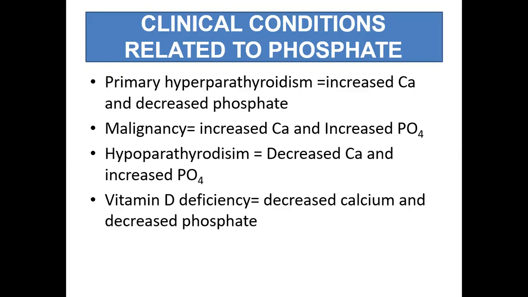Now, as far as vitamin D deficiency is concerned, again, as I mentioned earlier, with respect to phosphate, what was the function of vitamin D? Vitamin D was making sure that it absorbed both calcium and phosphate from the gut, right? So if, let's say, vitamin D is deficient, what will that lead to? That will obviously lead to deficiency of both calcium and phosphate.